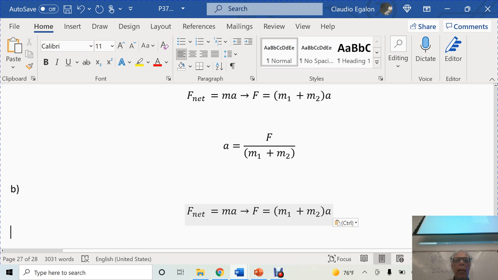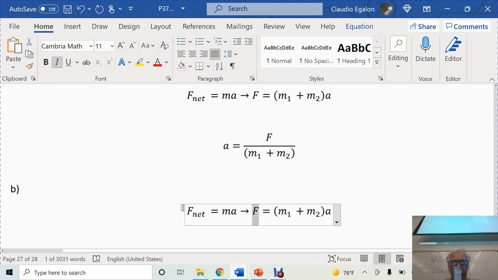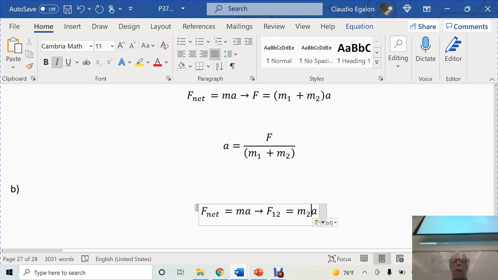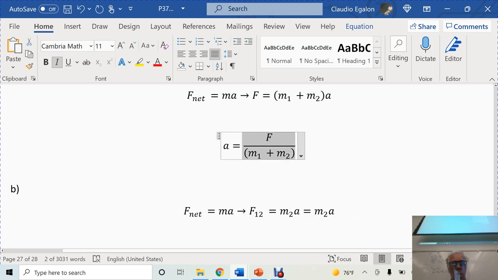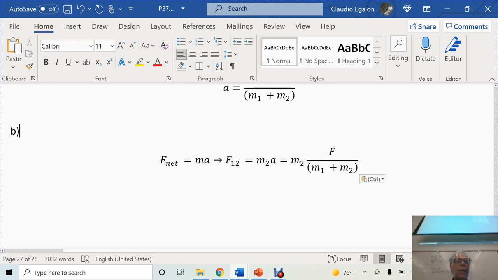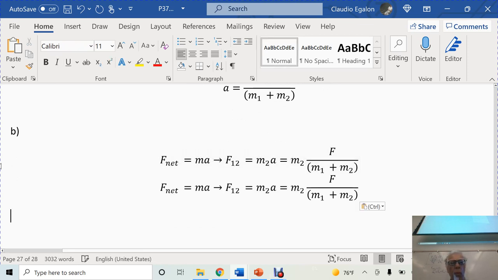F net is equal to ma again, right? So now I want to know the force applied to 2, which I call force of 1 applied to 2, F12. And the mass is going to be just the mass of the second object, because that is our system. Do you see that? The acceleration I found previously, so I can plug it here. Right. And now I found the value of the force that block number 1 applied to block number 2.